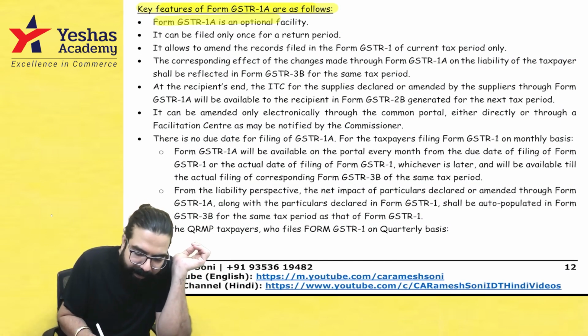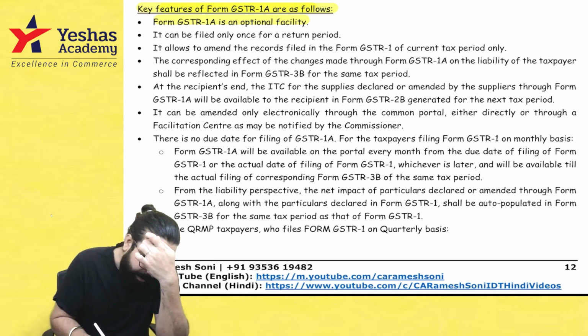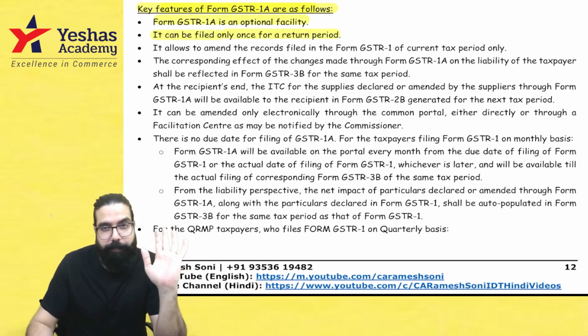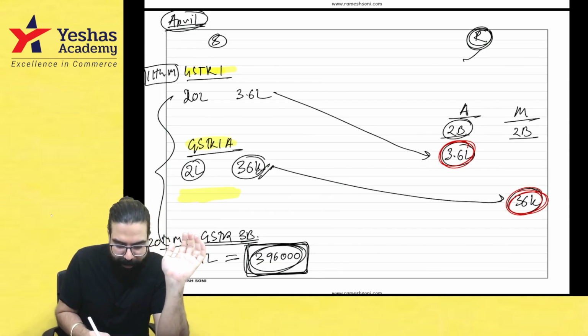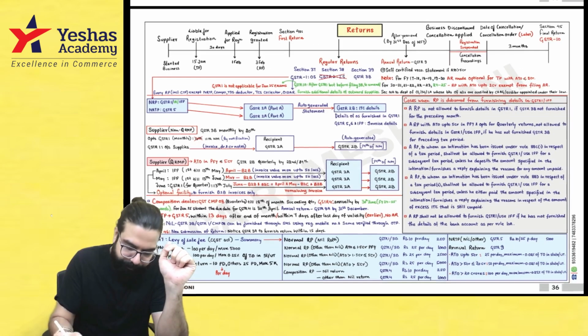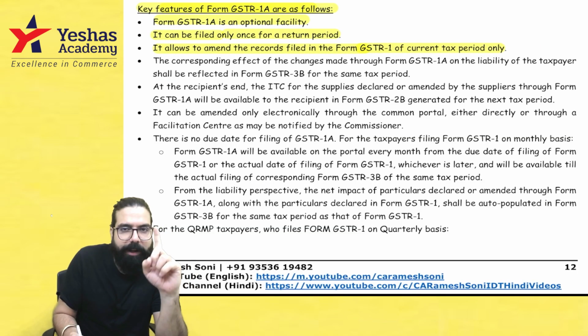Here, GSTR 1A is an optional facility. You want to file, you file. You don't want to file, don't file. It can be filed only once for a return. So you filed GSTR 1, you filed 1A. Again, can you file 1A? No, it is only once. It allows to amend the records of GSTR 1 of the current period only.